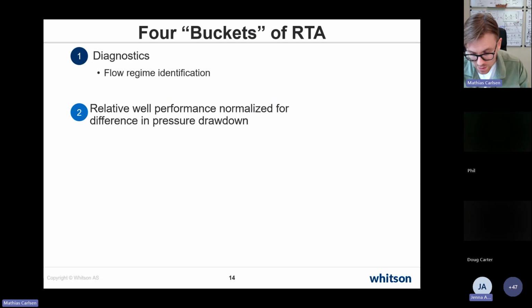I can show you how that's done in Whitson as well. We'll do that later today. But that's again another use of RTA. It's called RTA. Very hard to fail in bucket 1 and bucket 2.